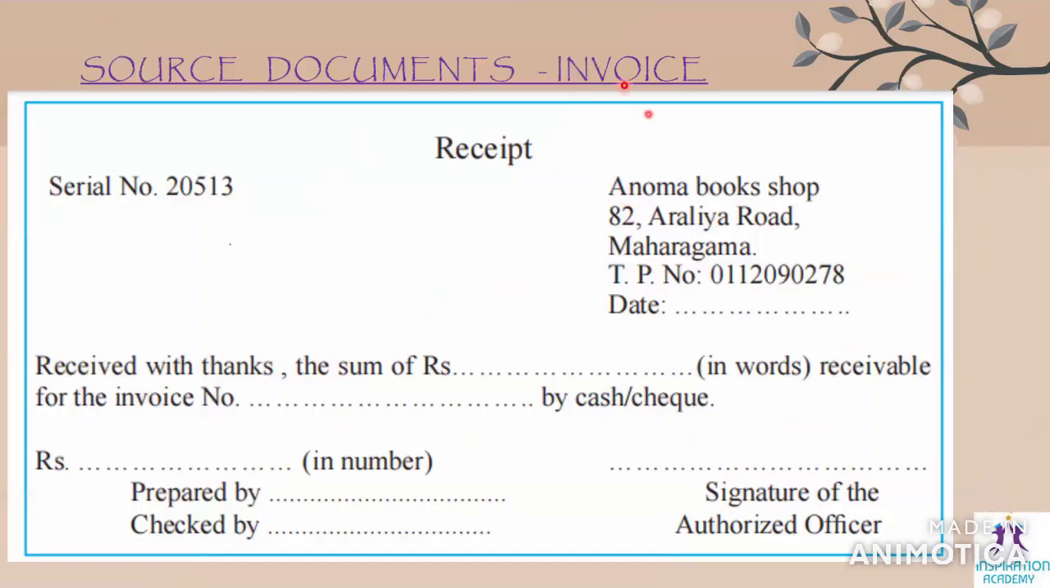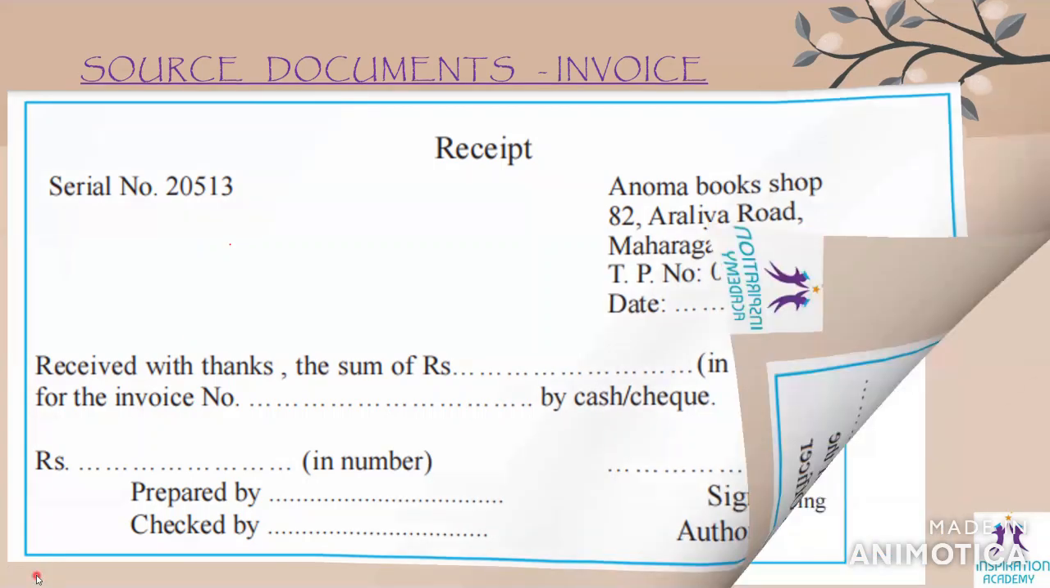Here you can see a source document, an invoice or receipt. This is given in your textbook. Here you can see a serial number, then name and address, telephone numbers, the date on which the transaction took place, and then the sum of rupees in words. The invoice number should be written here again, and rupees in numbers again. They should be authorized by the signature, and then prepared by and checked by. This is a typical one. This may vary according to the business. Just check what should be in the source document and try to remember that.